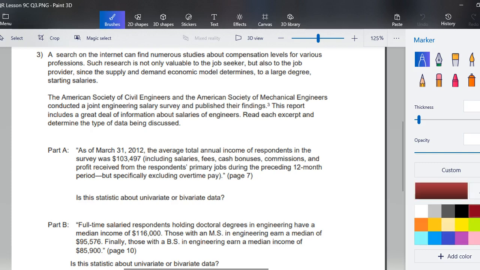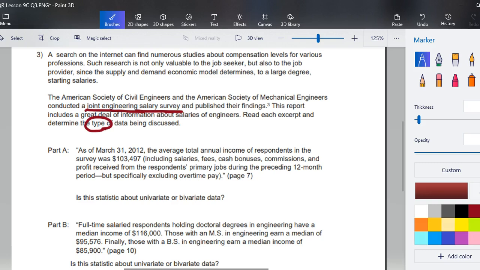Research on the internet can find numerous studies about compensation levels for various professions. Such research is not only valuable for the job seeker, but also the job provider, since the supply and demand economic model determines to a large degree starting salaries. The American Society of Civil Engineers and the American Society of Mechanical Engineers conducted a joint engineering salary survey, and they published their findings. This report includes a great deal of information about salaries of engineers. Read each excerpt and determine the type of data being discussed.